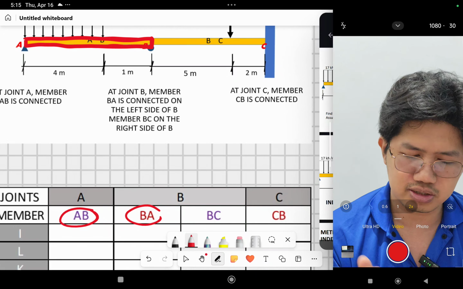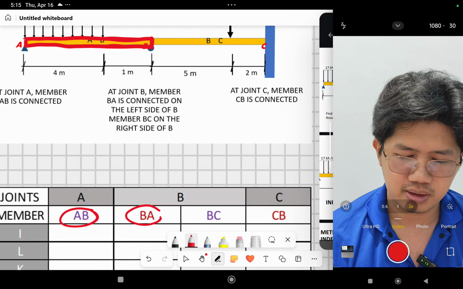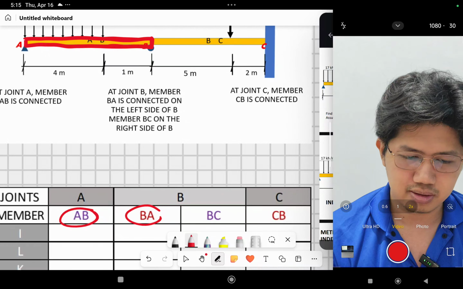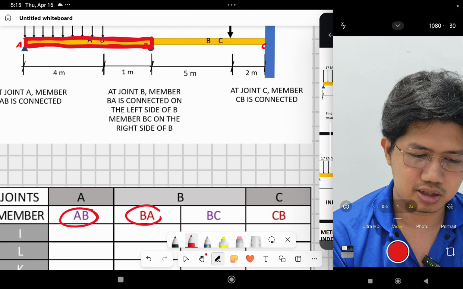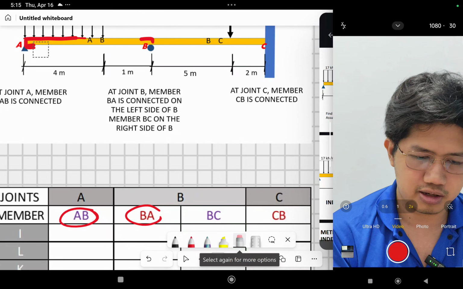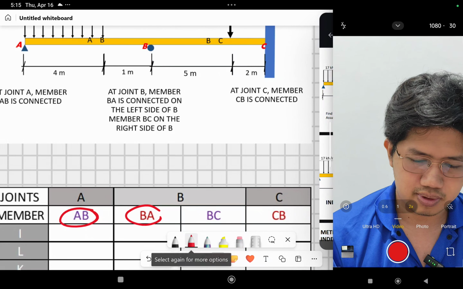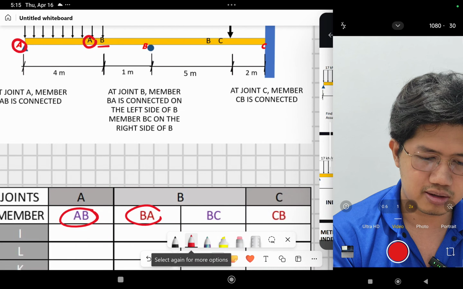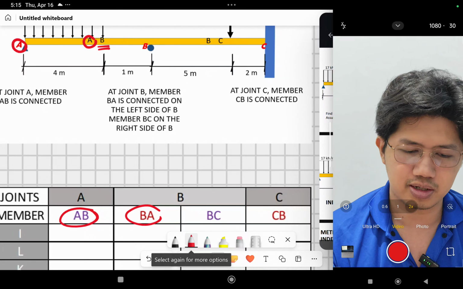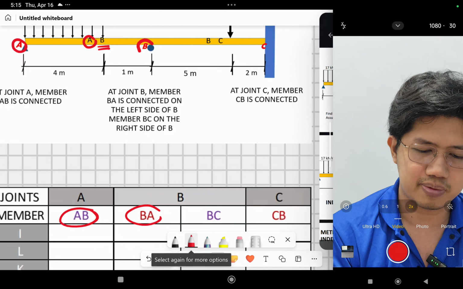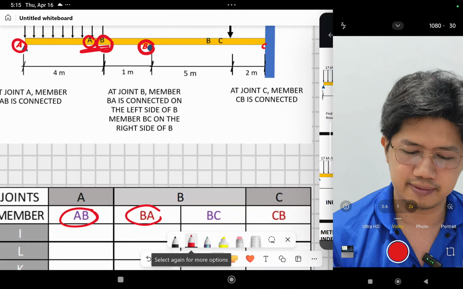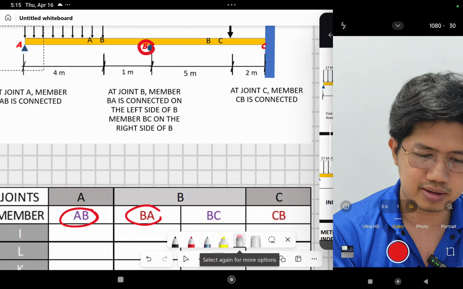Okay, so we're just trying to identify kung saan siya malapit. Okay, so for example, kaya naglagay ako ng ganito para hindi tayo malito sa naming, malapit sa joint A is ito, and then we give it the next one is B. Okay, malapit sa joint B is siyempre si B, so we give it a name of BA. Okay, so ganun lang naman.